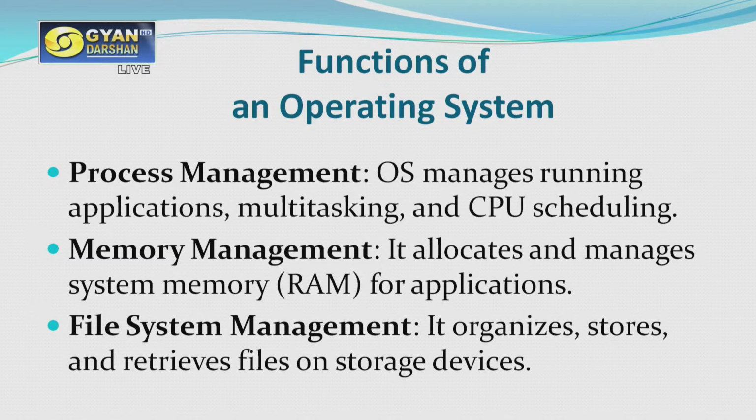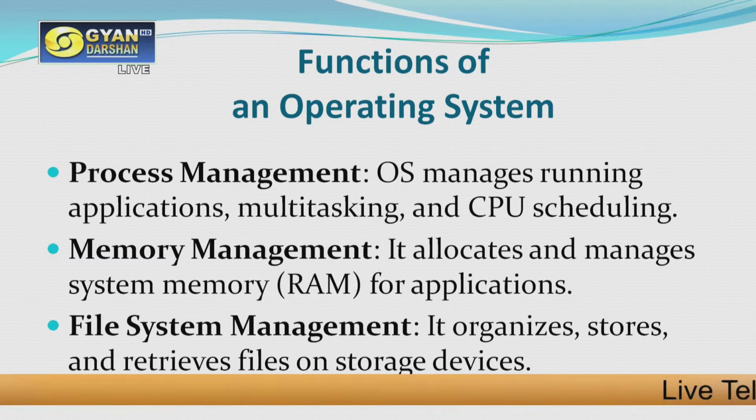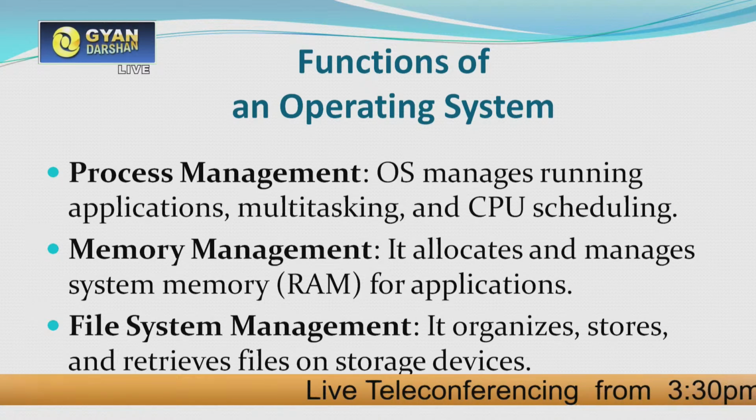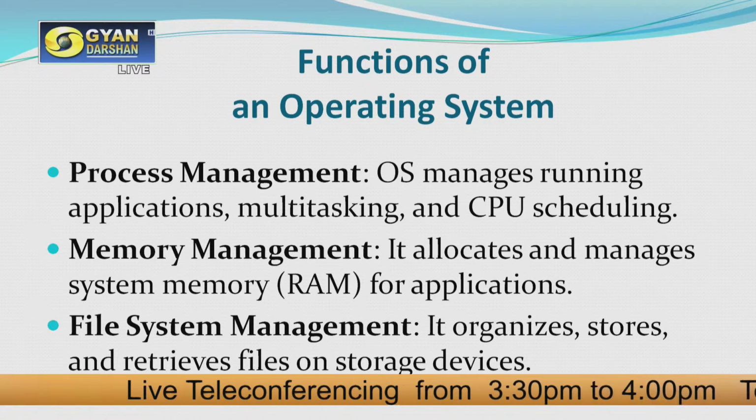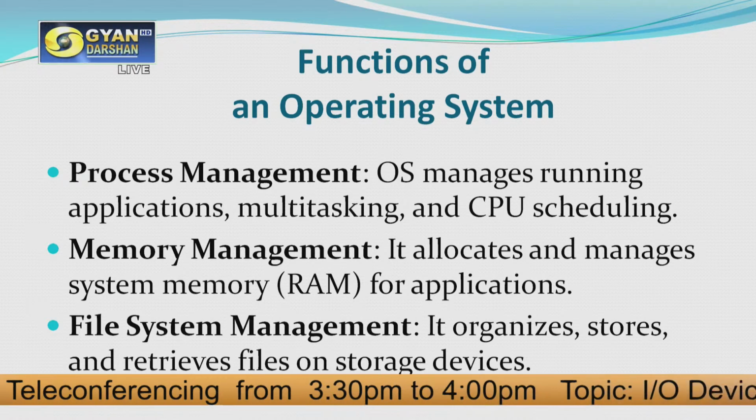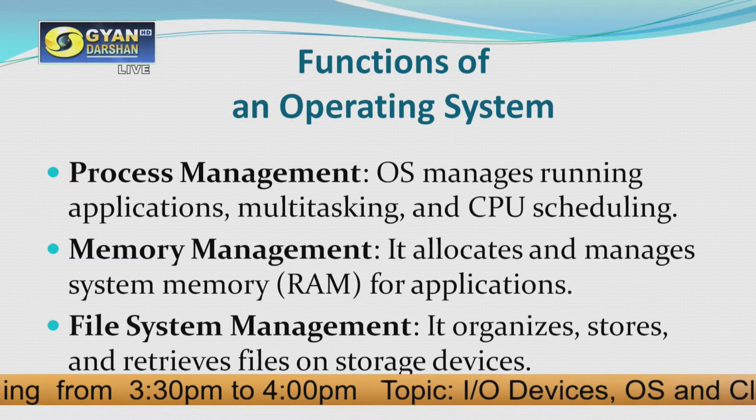The first and foremost function of the operating system is process management. A process is nothing but a program in execution. If the program is just residing in the hard disk, we don't call it a process until and unless we bring it to the RAM for execution. In this function, the operating system manages the running applications, the multitasking aspect, and the CPU scheduling. These are the primary functions of the operating system under process management.